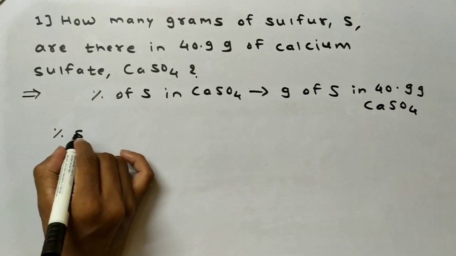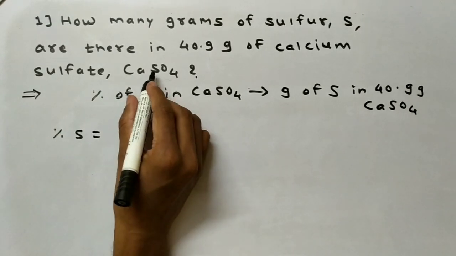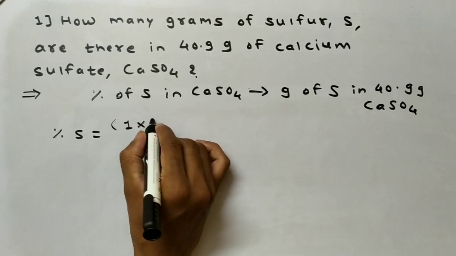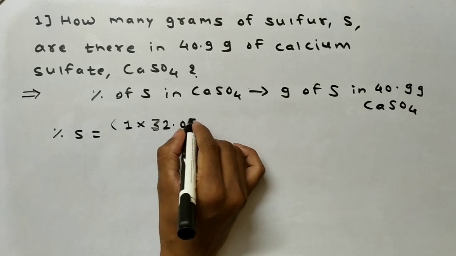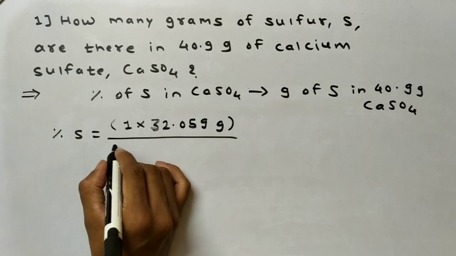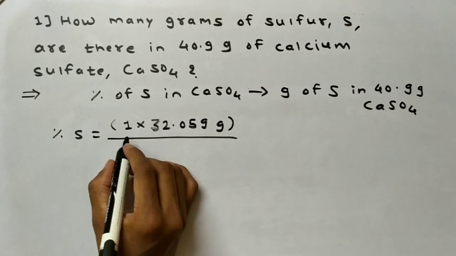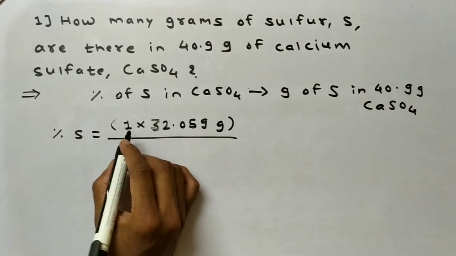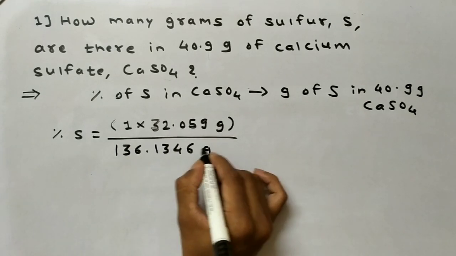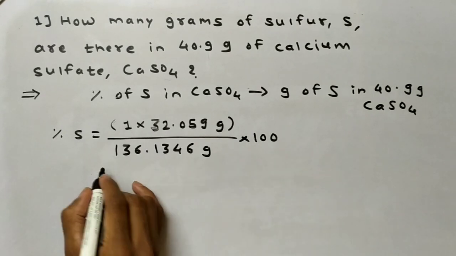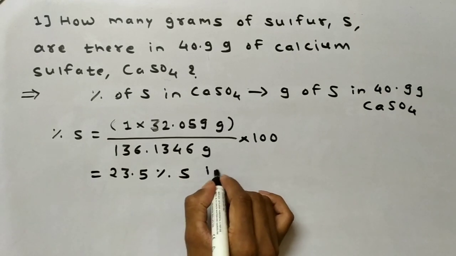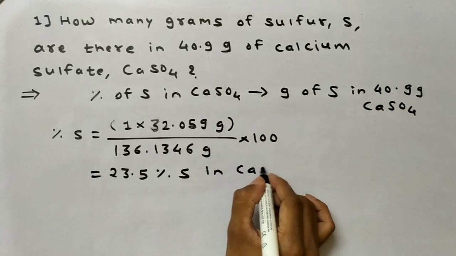So we'll determine the percentage of sulfur. Now we have only one sulfur atom in the calcium sulfate, so 1 times the molar mass of sulfur, which is 32.059 grams. As we are using the values for 1 mole only, we are ignoring the moles, like grams per mole; we are using only grams here. Now the molar mass of calcium sulfate is 136.1346 grams, and multiplied by 100, we'll get 23.5% of sulfur in calcium sulfate.